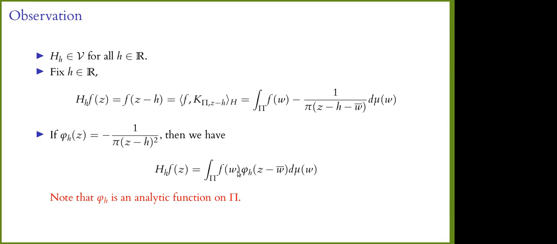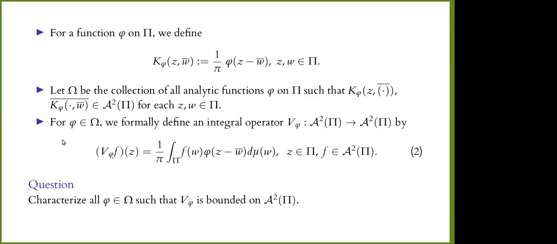Motivated by this property of the function φ_h, we define another class of operators: V_φ f(z) is equal to this integral operator with the kernel φ(z - w̄). But the φ we consider comes from a class Ω, and Ω is nothing but all those analytic functions on Π such that φ has these two properties. What is the use of these two properties? Whenever φ comes from Ω, these two properties imply that V_φ is well defined, and the domain of V_φ is at least dense in A²(Π).